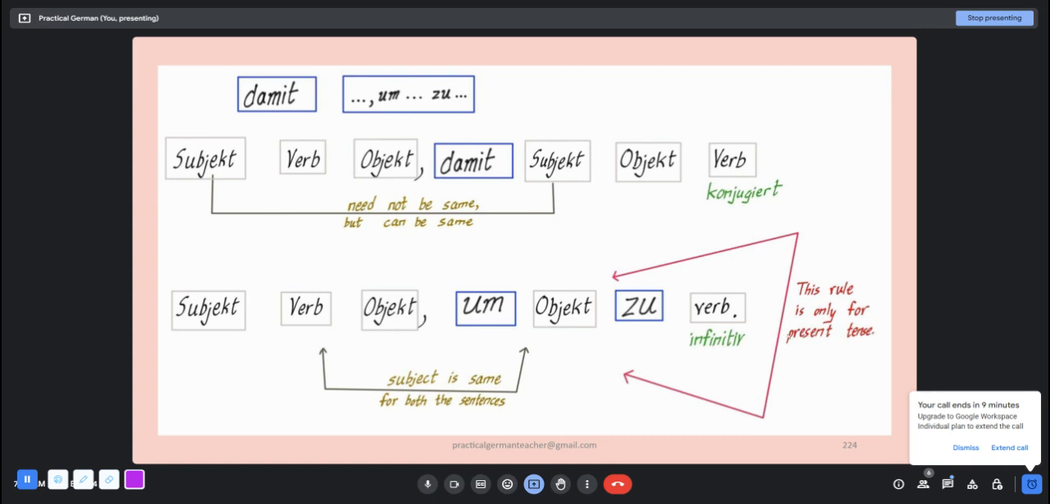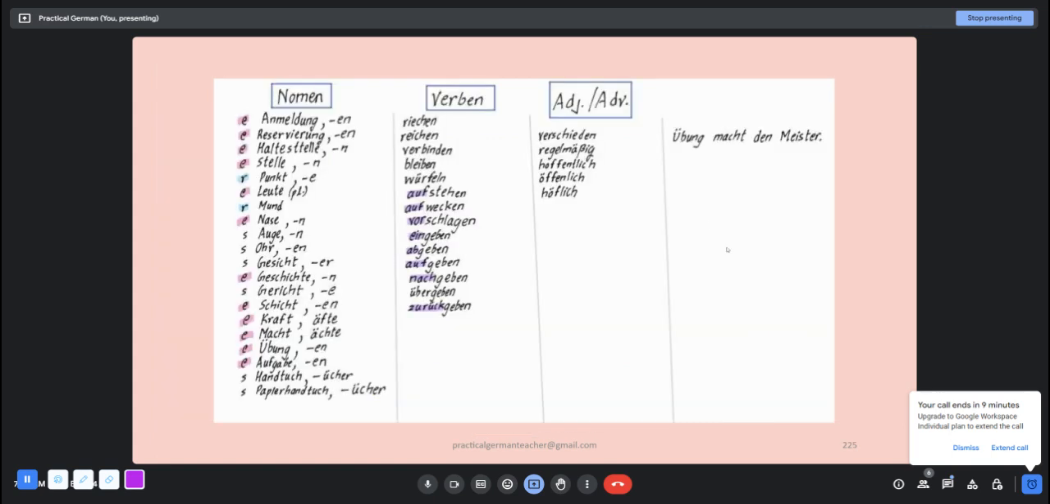Let's continue. Do you guys have any questions? Okay, if not, let's do the vocabulary part today. Santosh, if you don't mind, you can start. Well, let's start with Jagdish. Jagdish, can you read all the nouns?